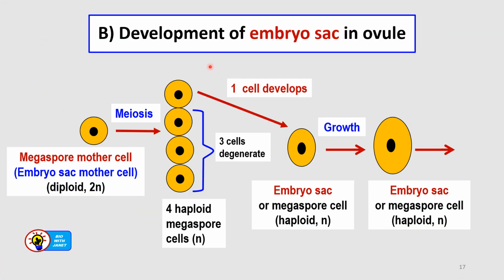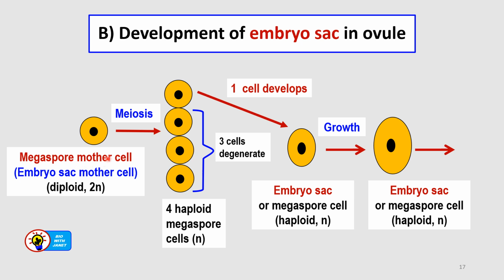Let's go on to the most important part here, which is the development of the embryo sac in the ovule. The embryo sac is a big cell that contains the ovum or female gamete or egg cell. Start off with the megaspore mother cell found in the ovule. This megaspore mother cell or embryo sac mother cell is a diploid cell, compared to the microspore mother cell. The microspore mother cell gives rise to the pollen grain, which is a tiny cell, whereas the megaspore mother cell will produce the embryo sac, which is a big cell. That's why it's called mega, big, megaspore mother cell. So the mother cell will produce the gamete, right?